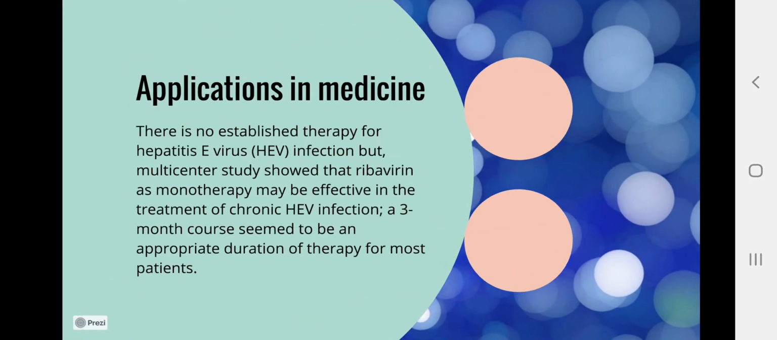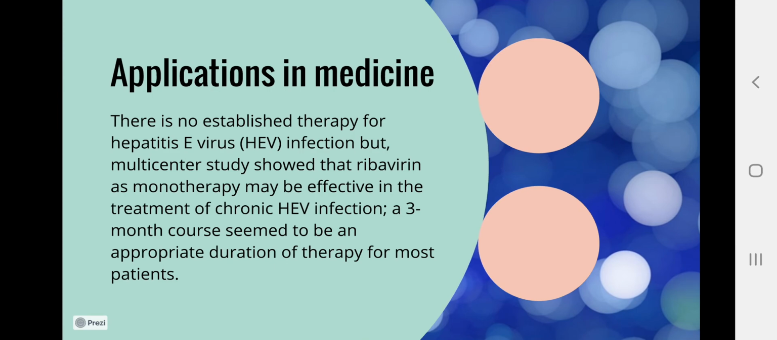Applications in medicine. There is no established therapy for hepatitis E virus infection, but multicenter studies show that ribavirin as monotherapy may be effective in the treatment of chronic HEV infection, and a 3-month course seems to be an appropriate duration of therapy for most patients.